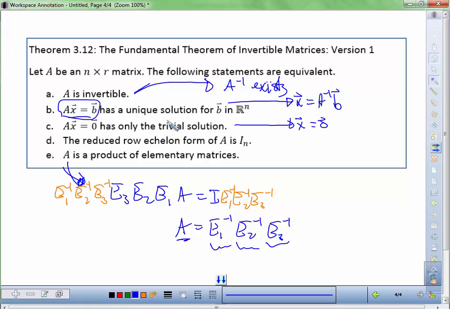By the way, this is going to relate to linear independence of columns and stuff like that. So that's the part where in version 2 or version 3, we're going to have more stuff to it.